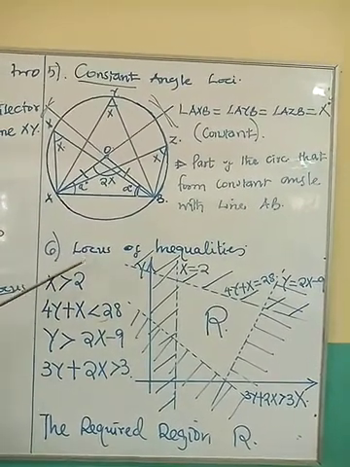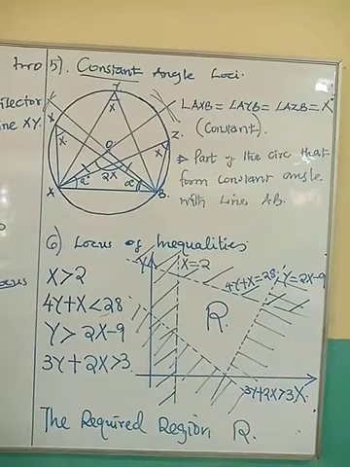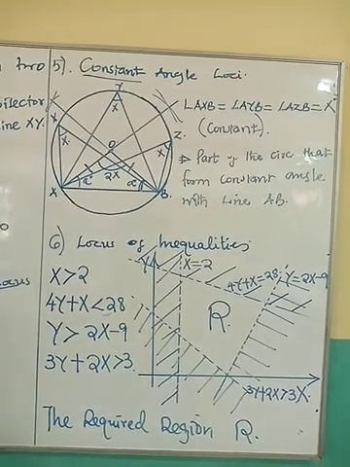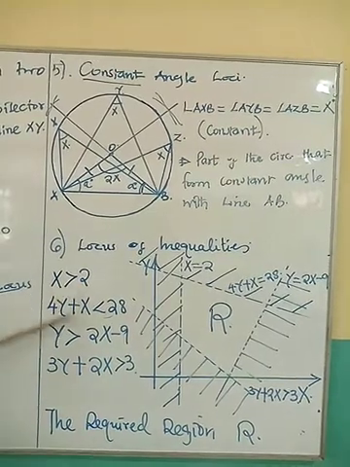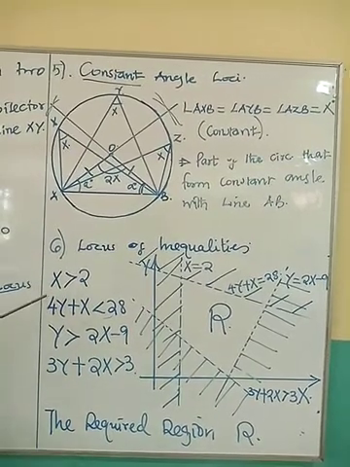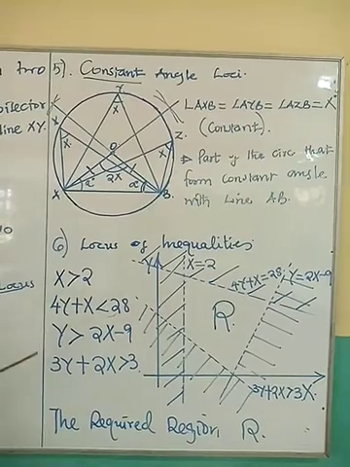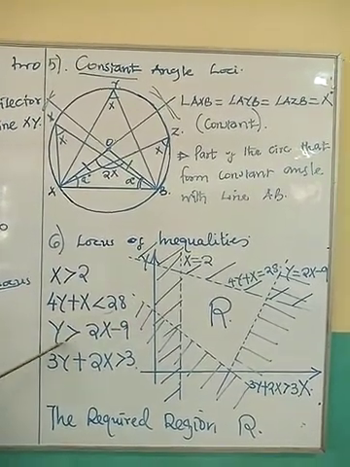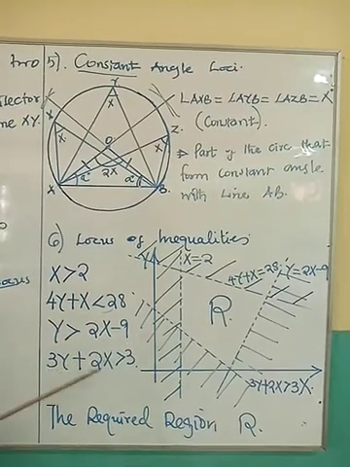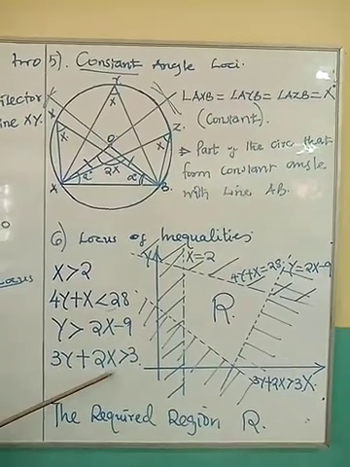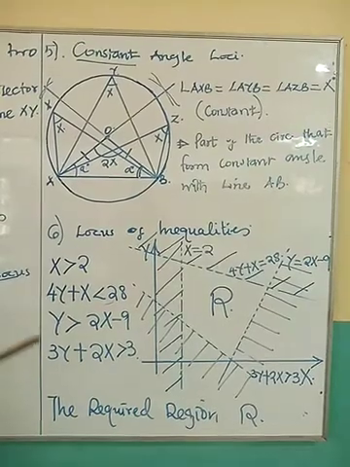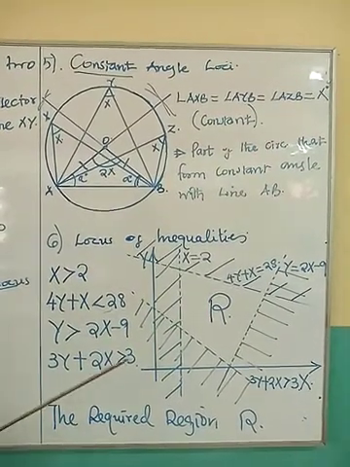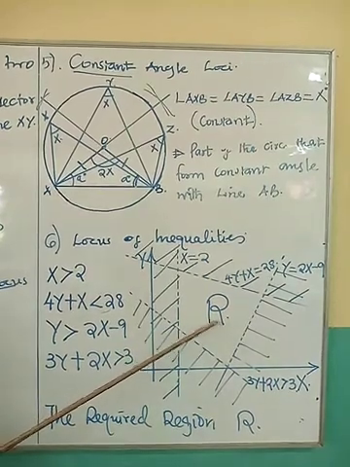Lastly, I want us to concentrate on locus of inequalities, which is also knowledge borrowed from Form 2 work. I have 4 examples of inequalities here. x is greater than 2, 4y plus x is less than 28, y is greater than 2x minus 9 and 3y plus 2x is greater than 3. When you plot and draw these four inequalities, you will have the required region R.